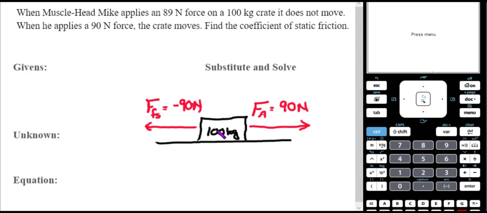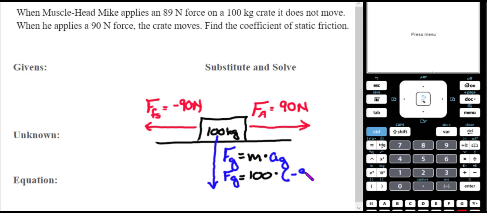All right, now I know that the crate is 100 kilograms, but that helps me get the force due to gravity, because Newton said that the force due to gravity equals mass times the acceleration, and in this case due to gravity. Now if I replace numbers for letters, force gravity equals 100 kilograms times the number negative 9.8. This becomes a math problem that I can do with my handy dandy calculator here.